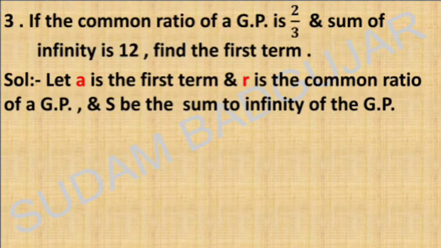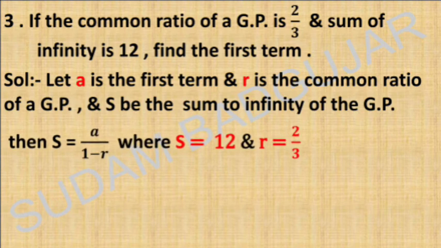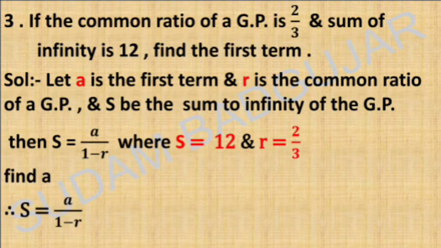Let A be the first term and R be the common ratio of the GP and capital S be the sum to infinity of the GP. Since we have S is equal to A upon 1 minus R, where S is 12 and R is equal to 2 by 3. To find out A, that is S is equal to A upon 1 minus R, here we will substitute the values, that is 12 is equal to A upon 1 minus 2 by 3. Just substitute the values of S and R.